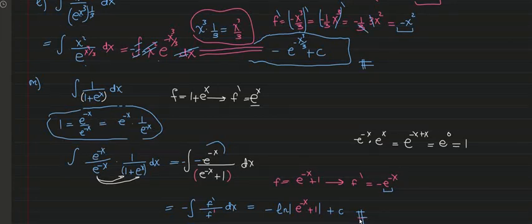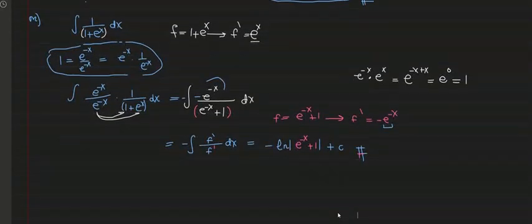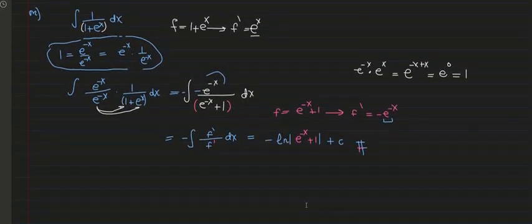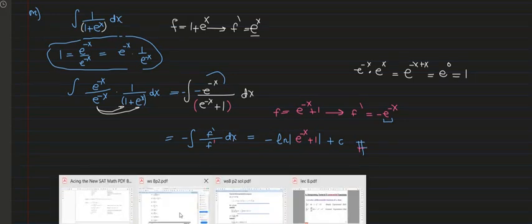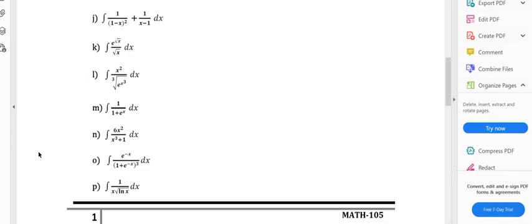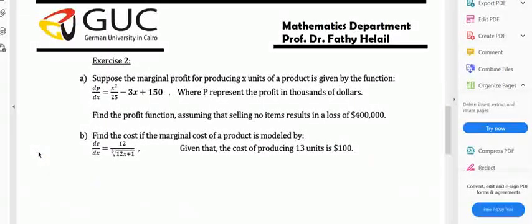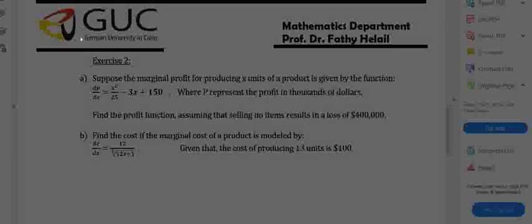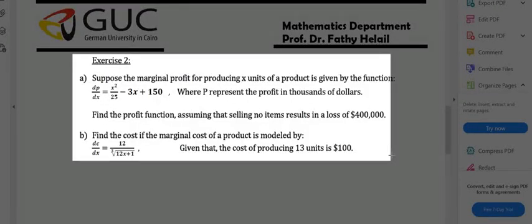If you get any idea and you would like to apply it and make sure of it, you can come and double check it with me at any time. So this is one way of solving this problem. It's a new idea and we will consider it. Now let's move to the word problems. We have two word problems here in that exercise.